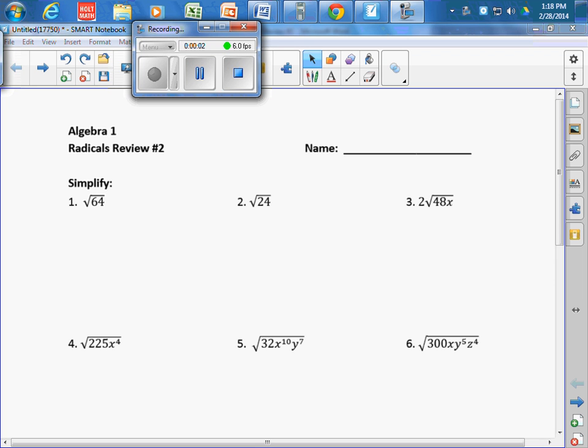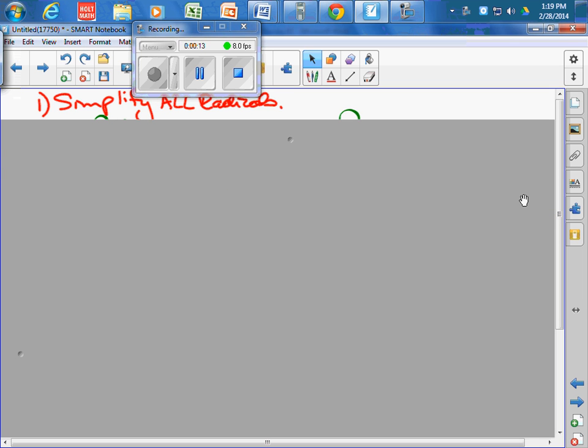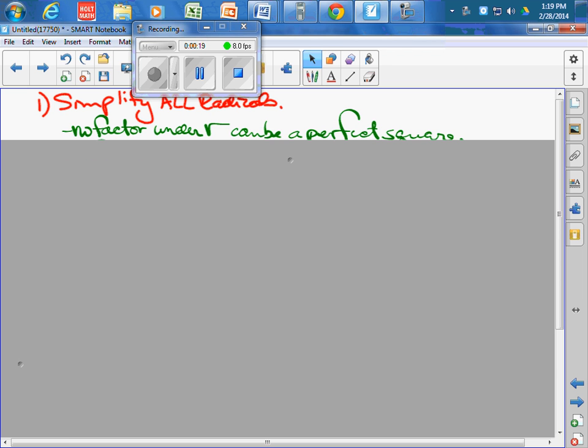All right, so here's the Unit 6 radical review number 2. Let's review a couple of things first before we get started here. Number 1, simplify all radicals. As soon as you see a radical, simplify it. What do I mean by that? Well, no factor under the radical can be a perfect square. So find the prime factors, start pulling out pairs.